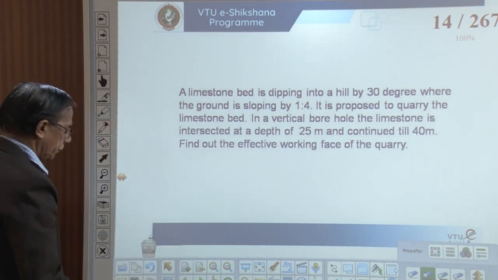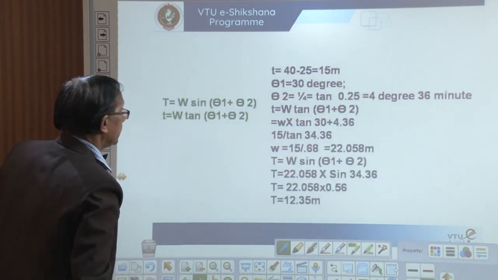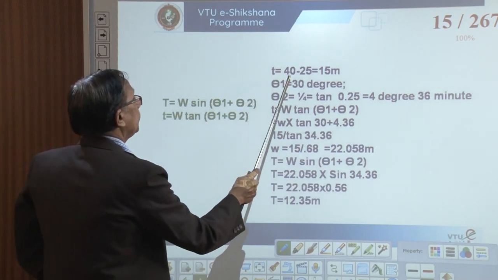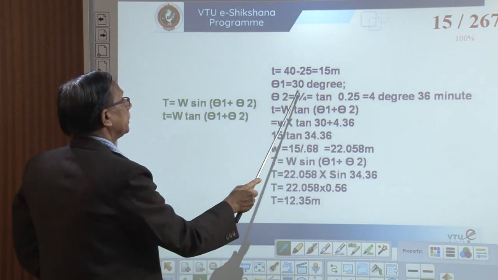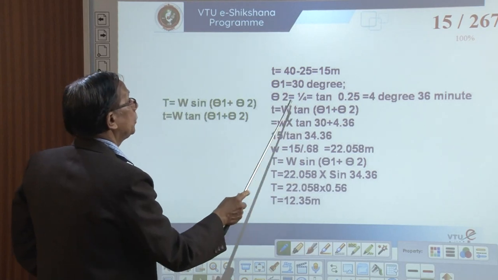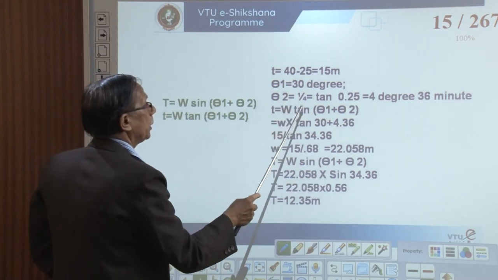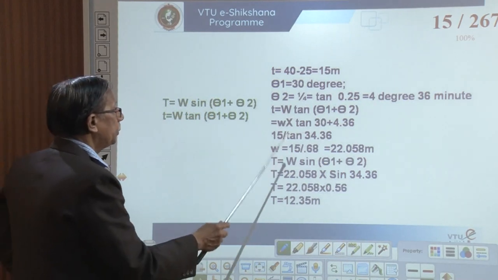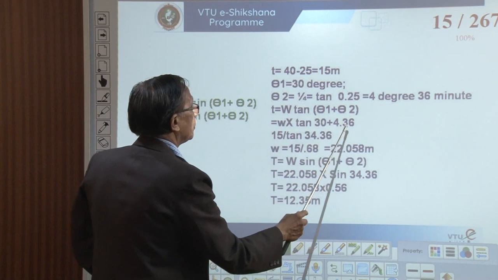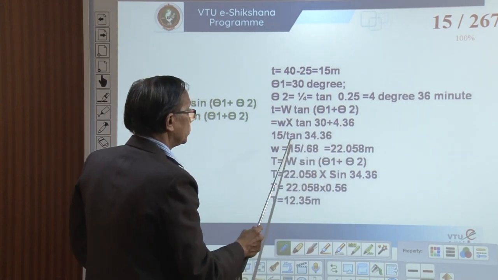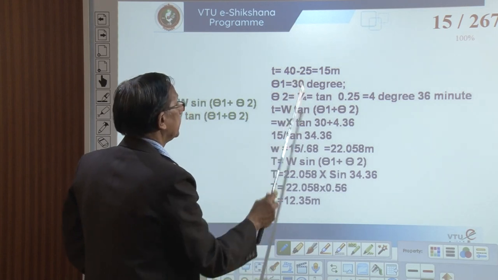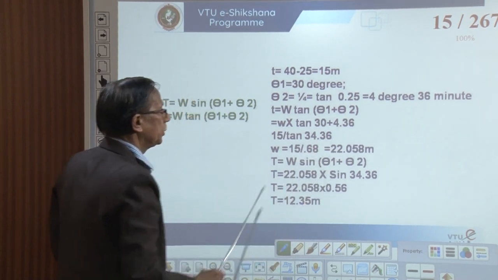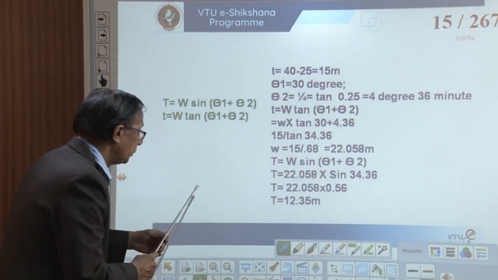Now, with tan of theta 1 plus theta 2, small t we know is 40 minus 25, that is 15 meter. Theta 1 is 30 degree, that of the limestone bed. Theta 2 he has given as 1:4. 1:4 means 1/4, that is 0.25, which gives 14 degree 36 minutes. Okay. Now substitute: W is equal to t over tan of 30 plus 14.36. Small t is 15 meter, and tan of 44.36 we know, therefore we get W as 22.025. That is the effective width of the working face.